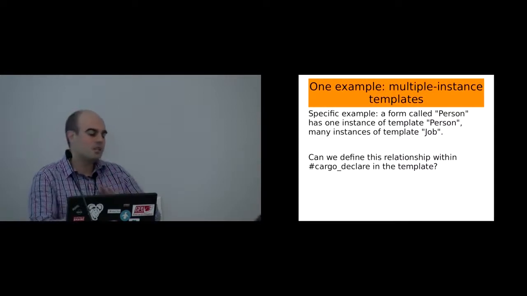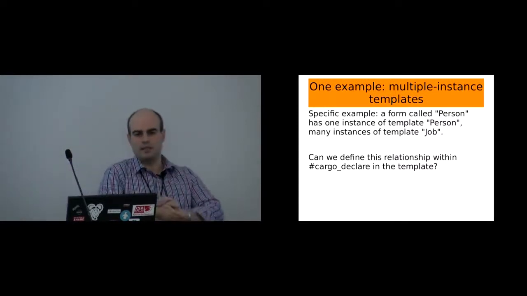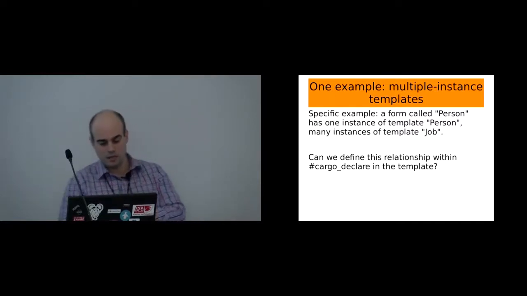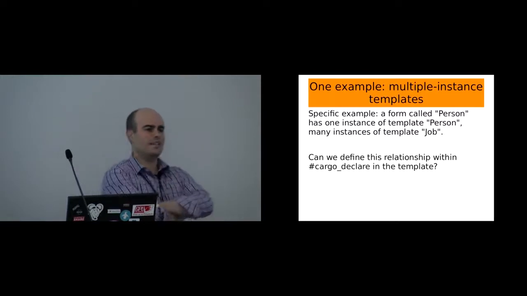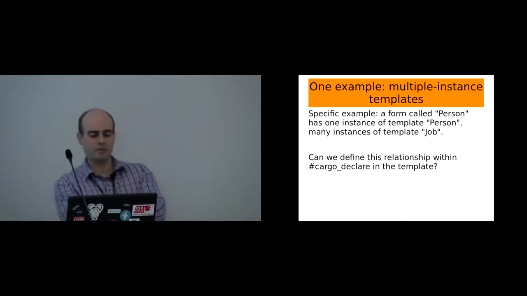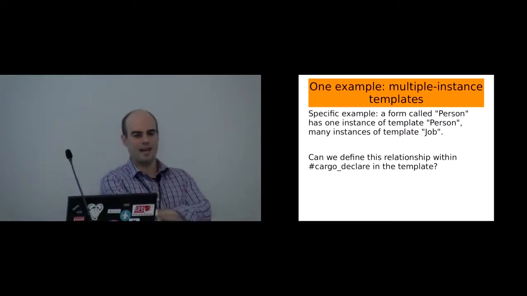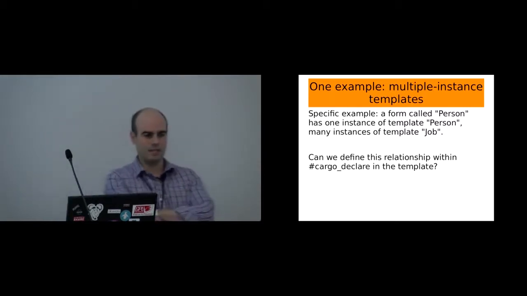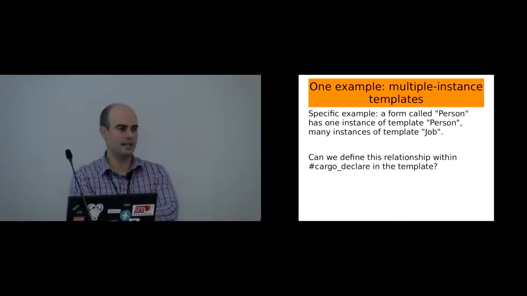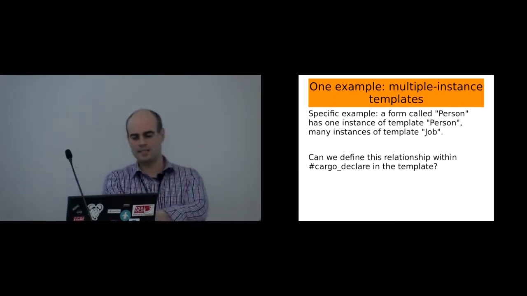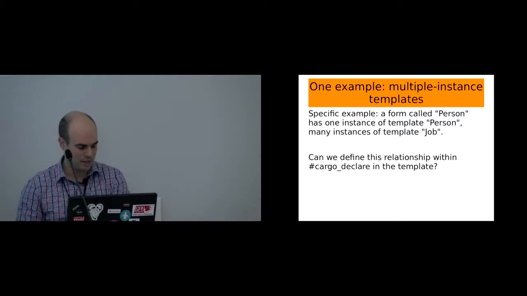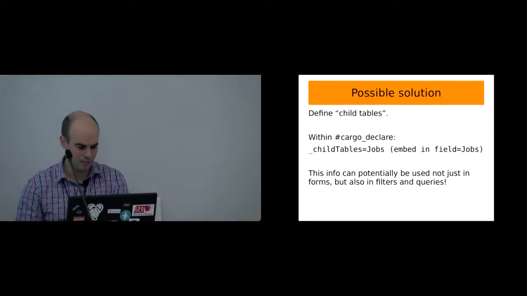So let's take a specific example. Once again, we're talking about pages about people, and there's a form called person, and you want each page about people to have not just information about them, but about all the jobs they've had. And jobs aren't something you can really fit into that person template because it's sort of a table of data. It's not just a list of strings, it's more than that. So you need a multiple instance template for that. Can we define that within cargo declare? And hopefully this will make more sense as we go through this.